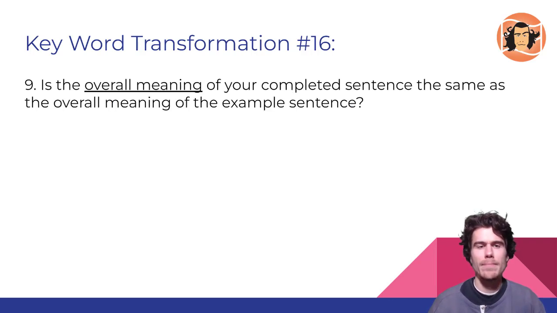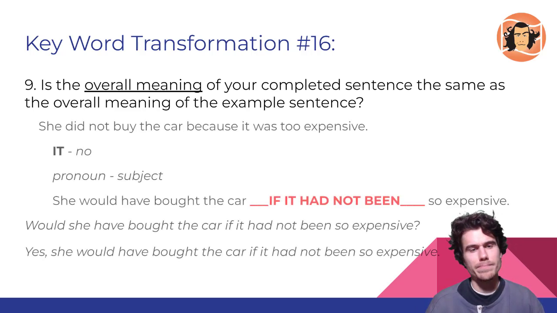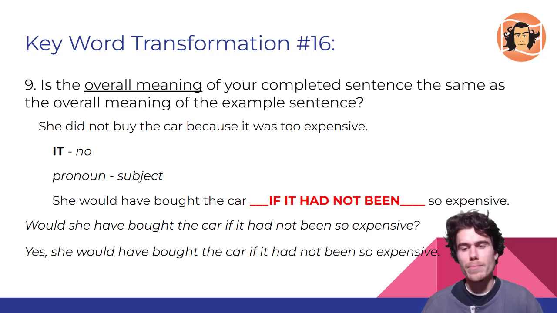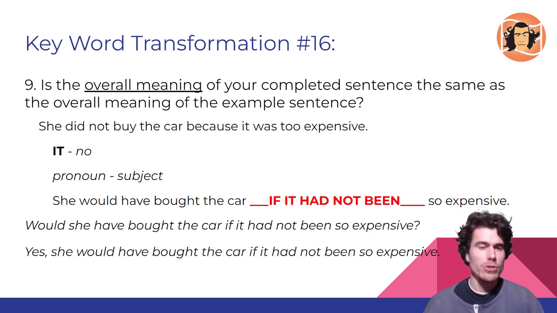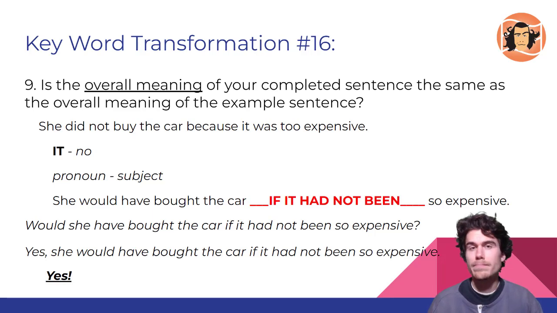which leads me on to step number 9. Is the overall meaning of our sentence the same as the overall meaning of the example sentence? She would have bought the car if it had not been so expensive. She did not buy the car because it was so expensive. Yeah, I think that the overall meaning is pretty much the same. If the car was less expensive, she would have bought it.